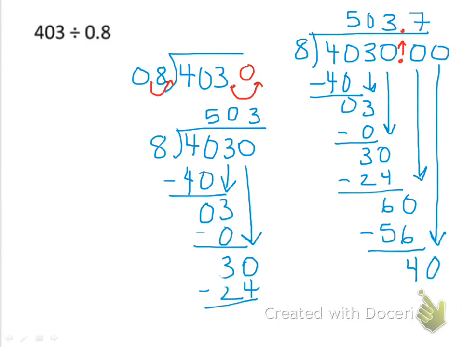How many times can 8 go into 40? 8 goes into 40 5 times, and 5 times 8 is 40. 40 minus 40 gives us 0, and now we can finish. So our answer for 403 divided by 8 tenths is 503 and 75 hundredths.